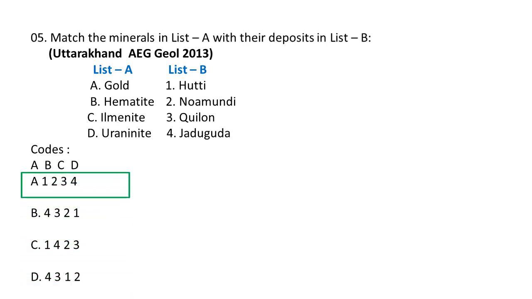So from this the correct option goes as A. Gold, Hatti is famous for gold. Hematite is associated with the Noamundi deposits, ilmenite is associated with Quilon, and uraninite is associated with Jaduguda. So that's why A is the correct option.